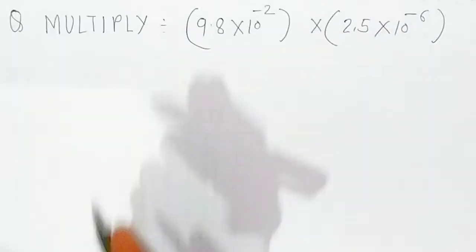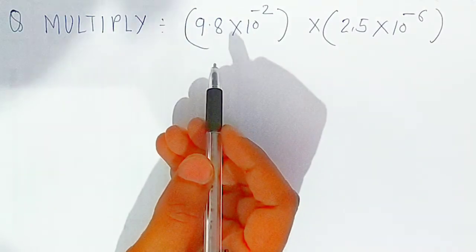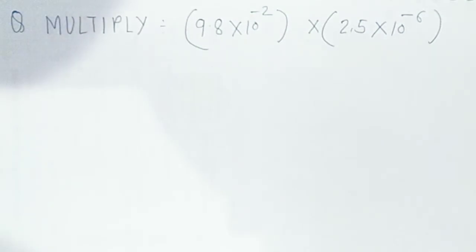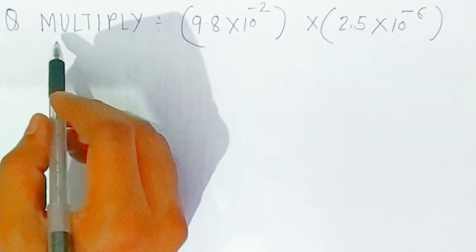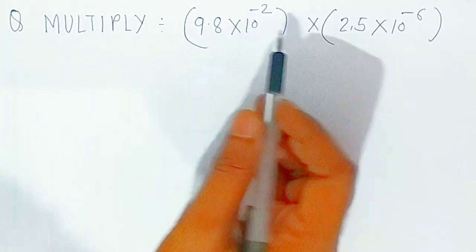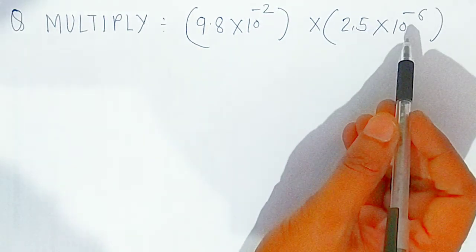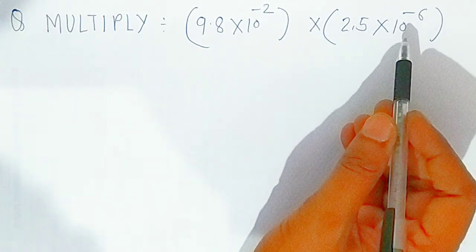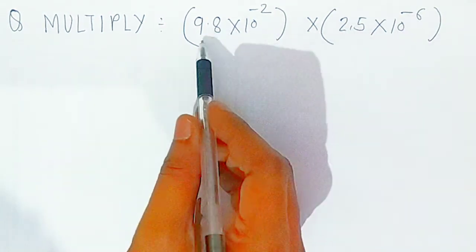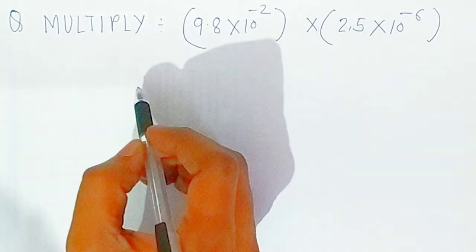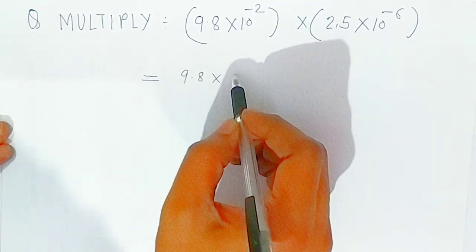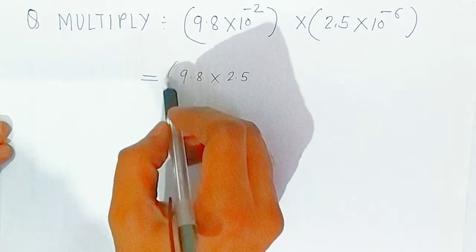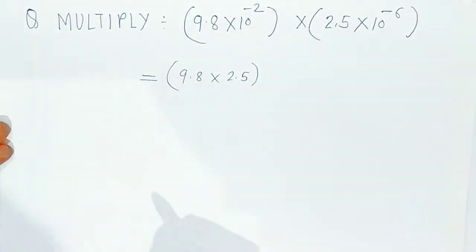Now students, suppose a multiplication is given to you. How are you going to multiply these numbers? First we will multiply the decimal numbers first. You have to multiply 9.8 into 10 raised to minus 2, into 2.5 into 10 raised to minus 6. Correct students? So first we will multiply 9.8 into 2.5, because the multiplication symbol is there.